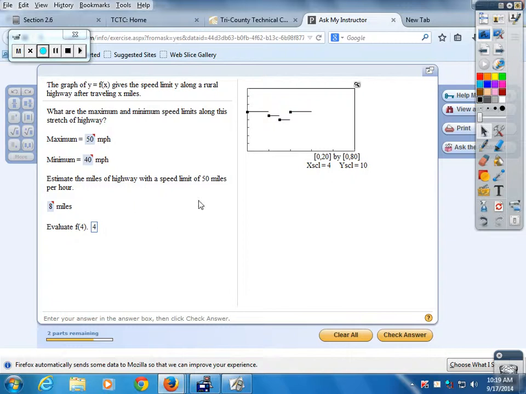Evaluate f of 4. Now what did I tell you to do when you saw these? Go back to your pre-algebra chart. What are they asking for here? Are they giving you x, find y? Or are they giving you y, find x? They're giving you x, so you have to find y. So where is x? Here's x, right here. x is 4 right there. So whatever that comes out to be, 45. Should be 45.